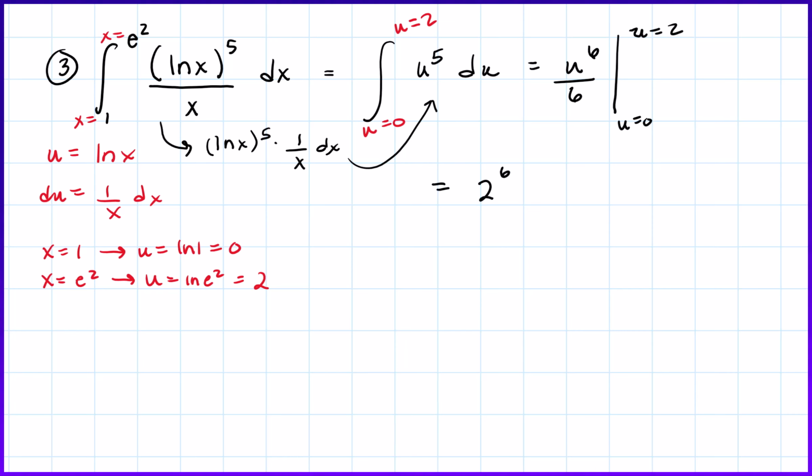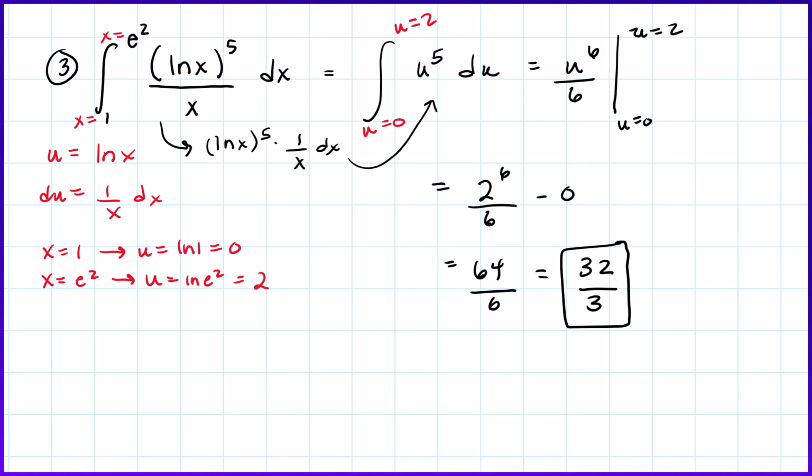And then we can evaluate that. So 2 to the 6 over 6 minus 0. 2 to the 6 is 64 over 6. So this becomes 32 over 3 for that definite integral. And there's our answer. I do like on that one, it was quick and easy to switch the bounds. So definitely a good strategy on that one.